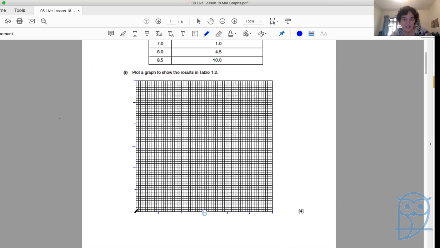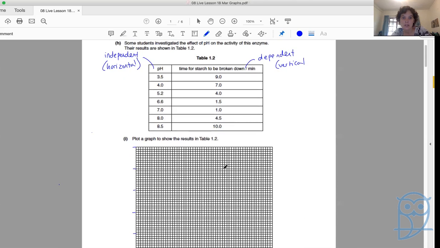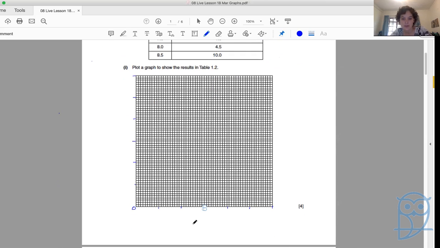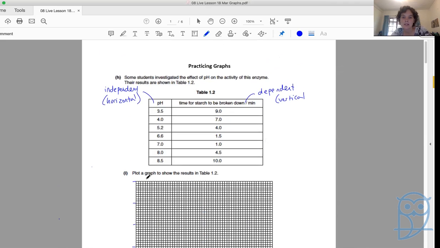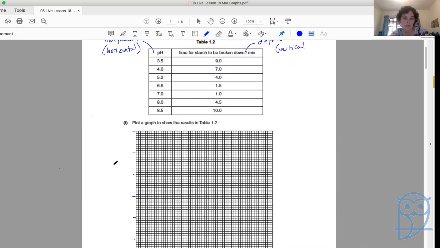So here we have 0 at the beginning. Remember we said that our axes labels must always perfectly match. So pH down here. And our dependent is time for starch to be broken down in minutes. And we copy it exactly. Why waste a mark when all we have to do is copy?